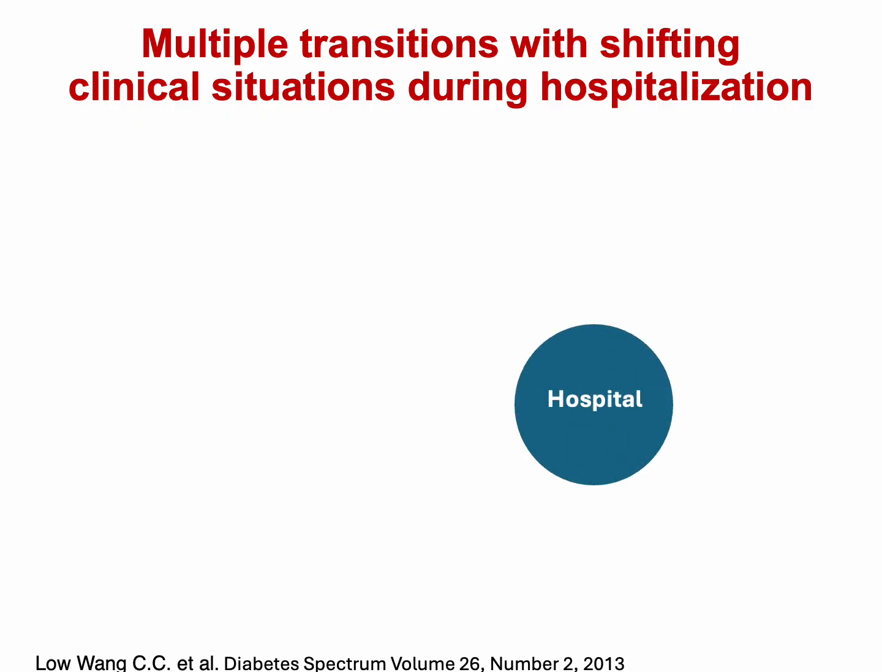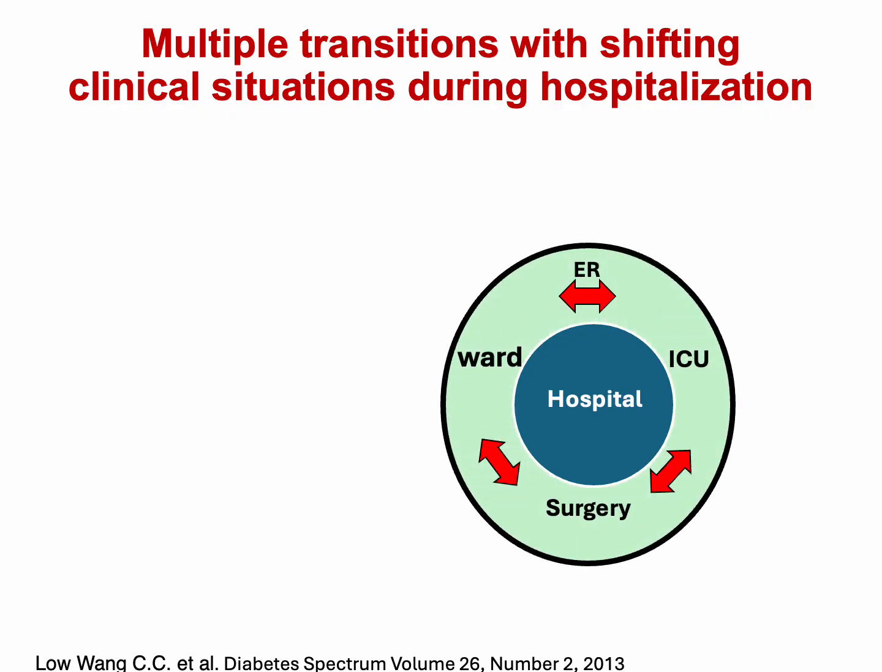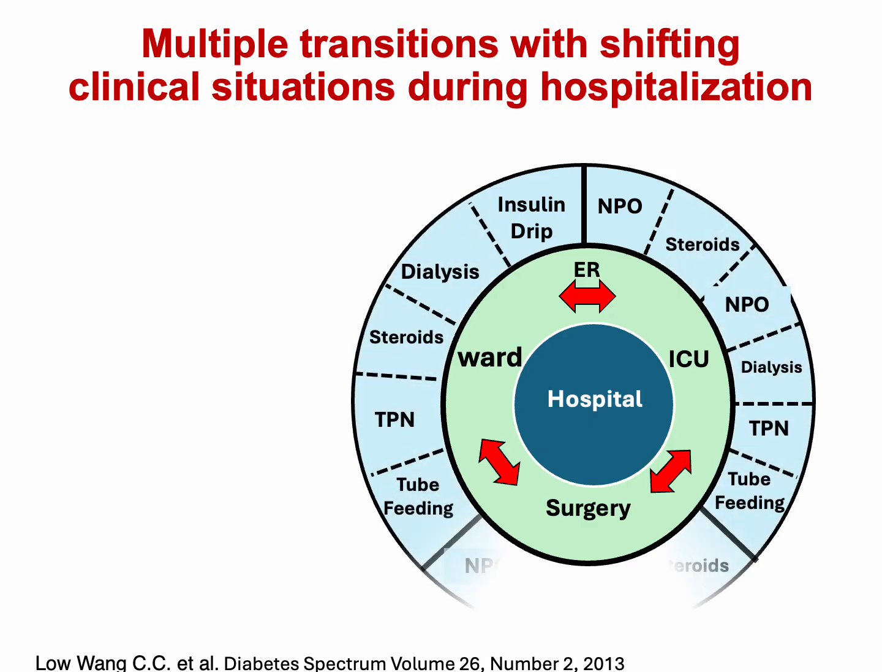Okay, for patients with diabetes, a single hospitalization may involve multiple transitions. Each transition may require specific insulin regimens. A patient may be treated at the emergency room, admitted to the ward or to the ICU, or proceed directly to surgery. They may then receive different levels of care with overlapping or sequential interventions such as NPO status, enteral nutrition by tube feeding, or total parenteral nutrition, medications such as steroids that may worsen glycemic control, and dialysis.